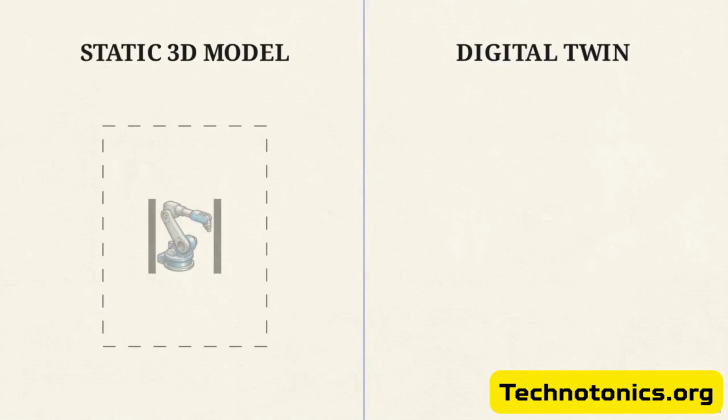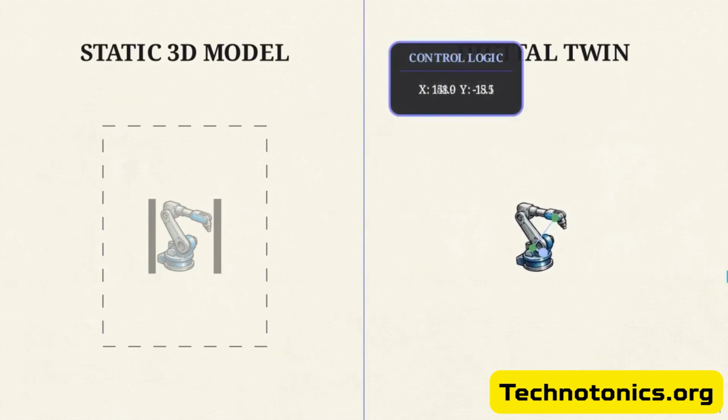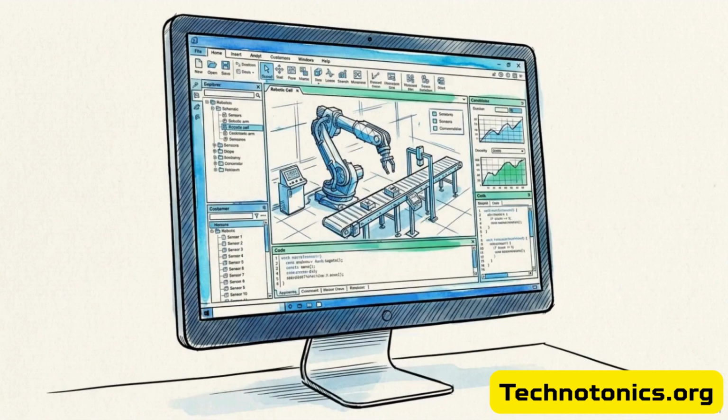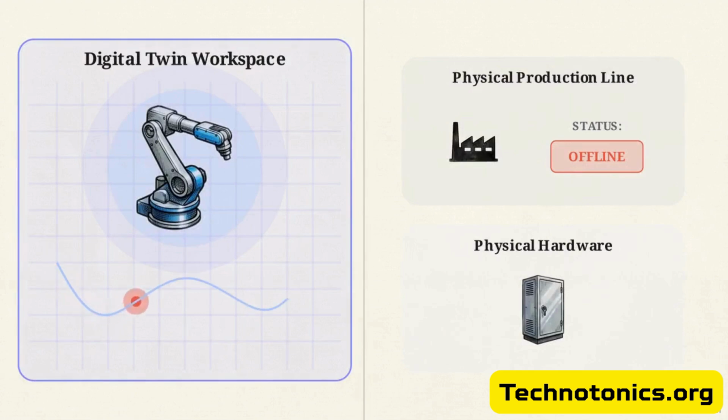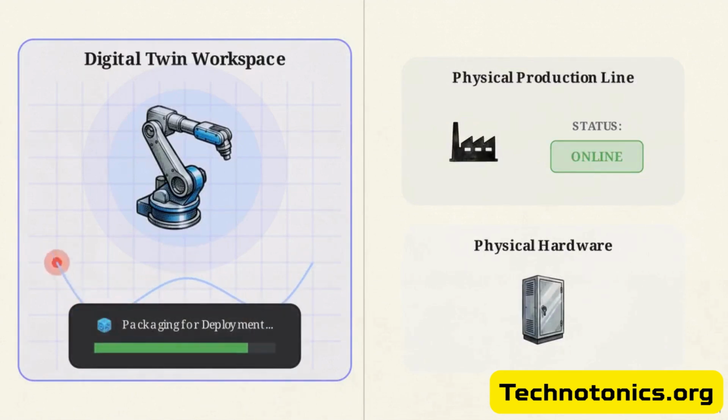A static 3D model shows what a machine looks like. A true digital twin is a living representation. It continually updates, reflecting the physical system's exact behavior, driven by real-time data and control logic. RoboDK is a simulation platform specifically engineered to generate these virtual environments. It provides the tools required to build credible, deployable replicas without tying up physical hardware.